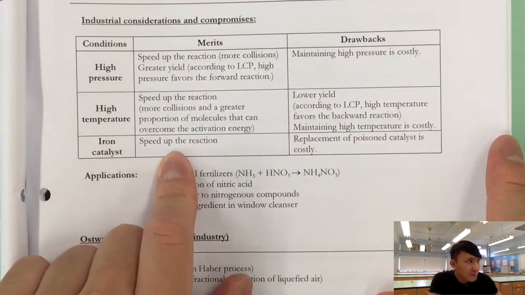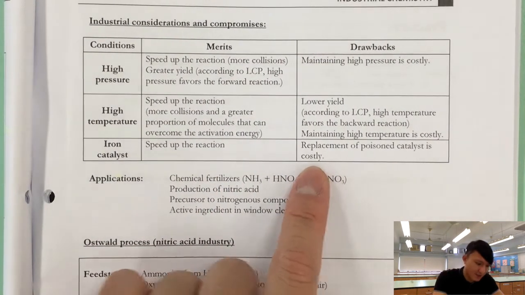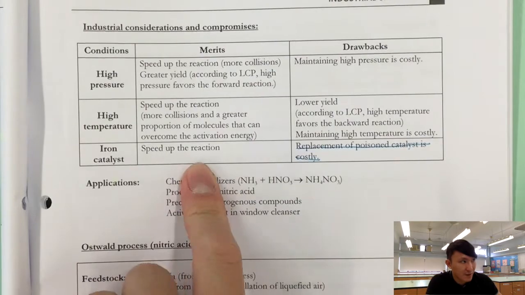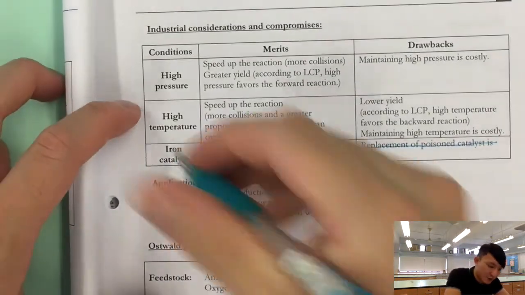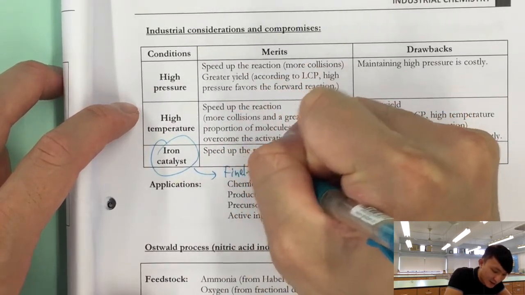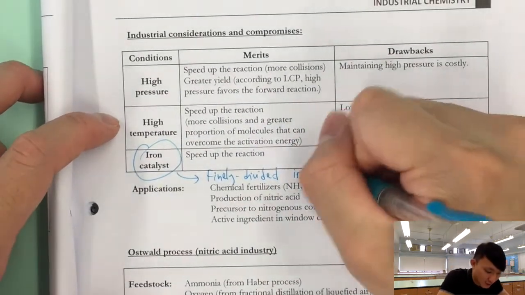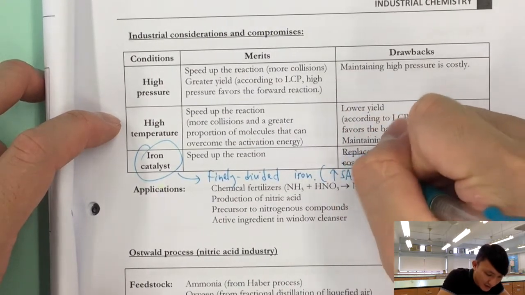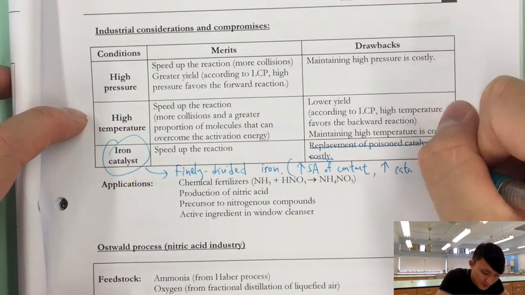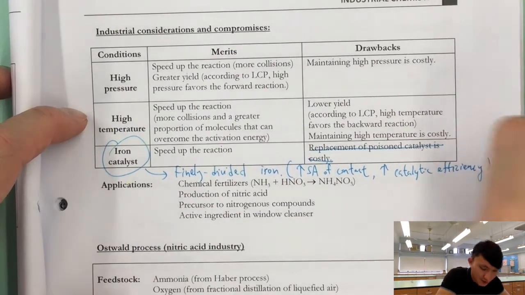Iron catalyst, the advantage is it will speed up the reaction. So actually, here I would rather cross it out. Now also one more remark here. Usually these iron catalysts are made into finely divided iron. So this finely divided iron is of course to increase the surface area of contact, therefore increasing the catalytic efficiency.